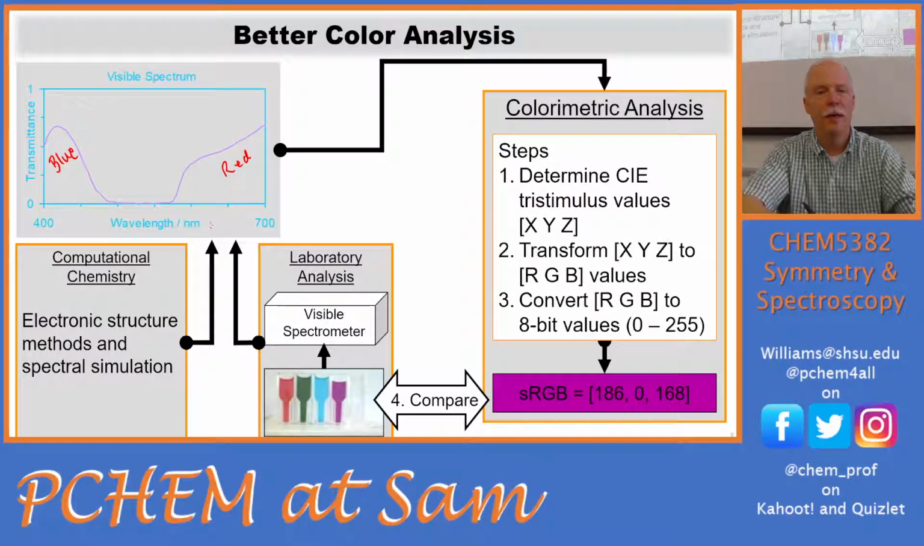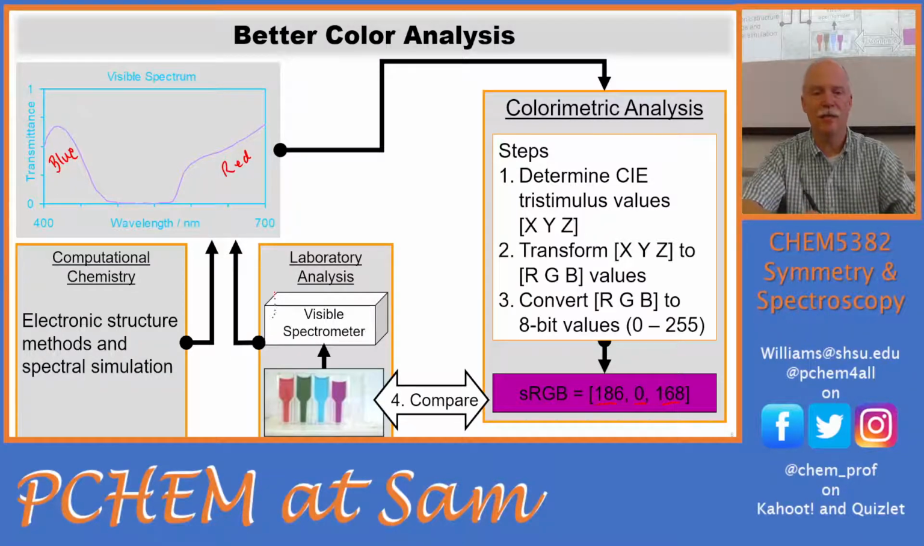Okay. When we run that visible spectrum through this color analysis to determine the tristimulus values, the XYZ, then there's a 3x3 matrix that converts XYZ to RGB. And then we convert those RGB values, which are roughly 0 to 1, to 0 to 255. And then we type those into the computer. And so this is a box that I typed in these three numbers, and that's the color that I get from that spectrum. So that's really great.